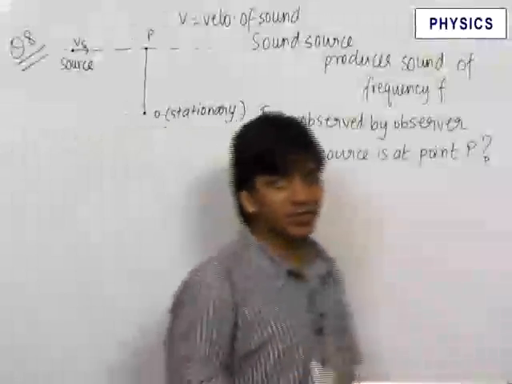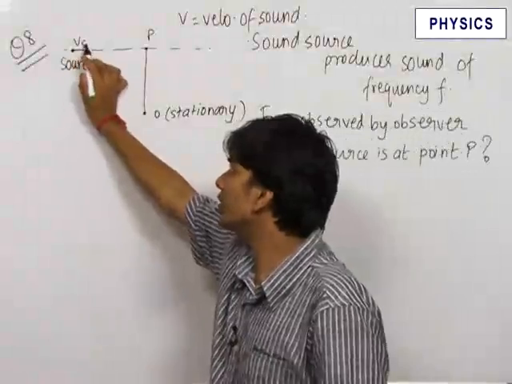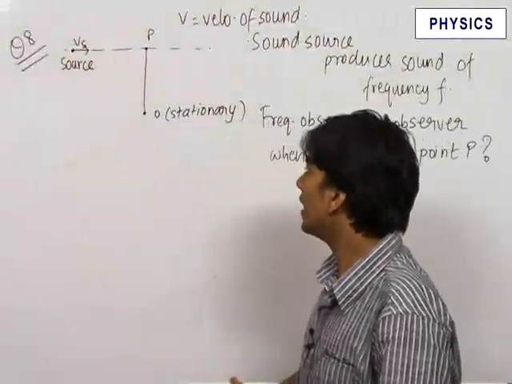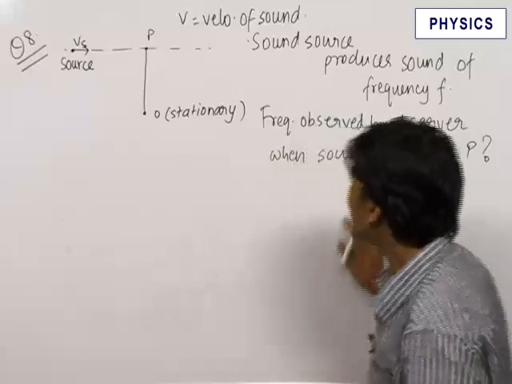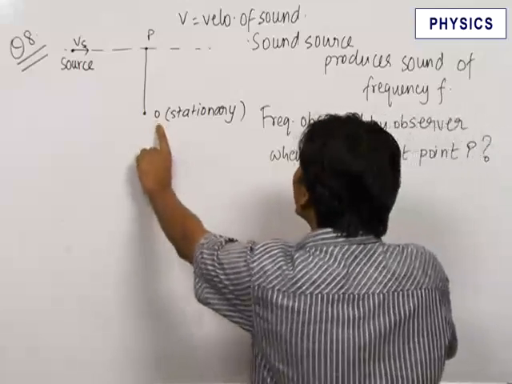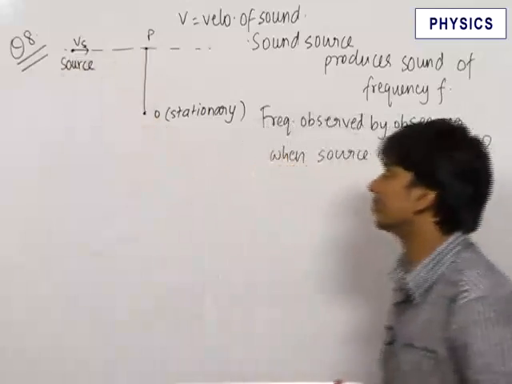The eighth question that we have is a very important question. It is given that a sound source is moving with velocity Vs towards right, and here we have an observer who is stationary at this point. We need to find out the frequency observed by the observer O when the source is at point P.